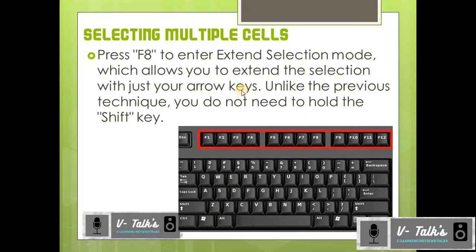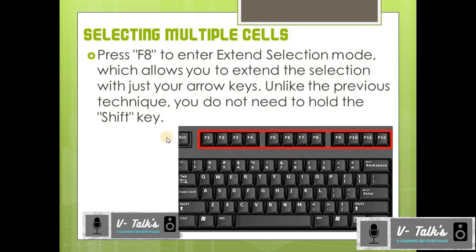Next, extended selection mode. Another option is extended selection mode. Here you have to click on the F8 button in your keyboard to enter extended selection mode, which allows you to extend the selection with just your arrow keys. Unlike the previous technique, you do not need to hold the Shift key. So usually if you want to extend your selection, you need the Shift key, but here if you click on F8, you don't need to. You can just use the arrow keys, or you can use the mouse pointer itself.